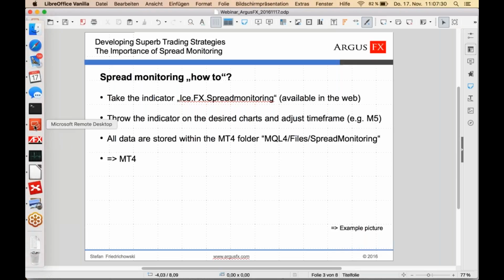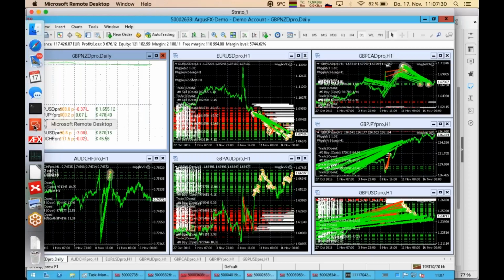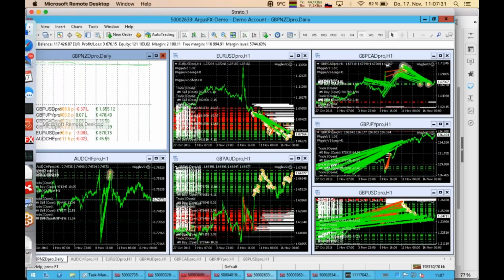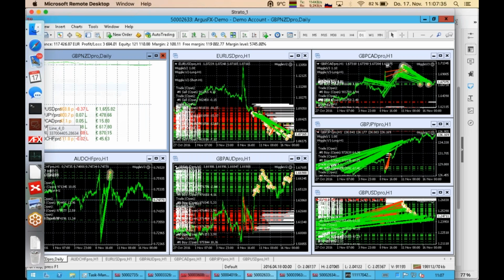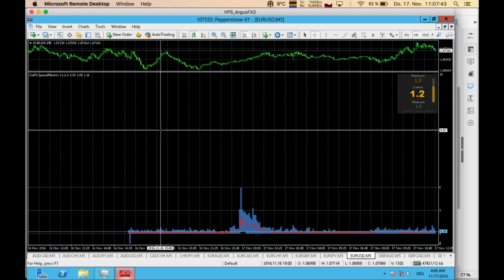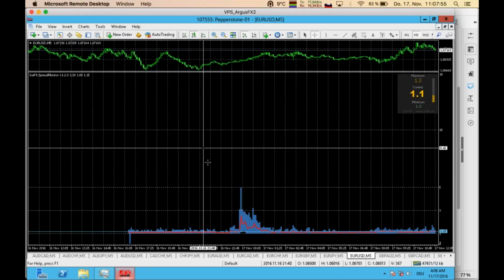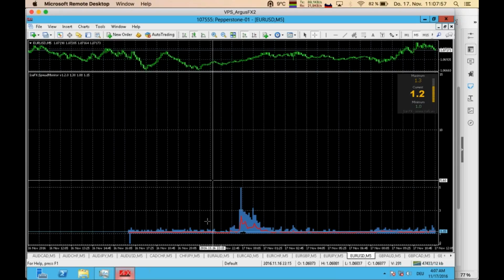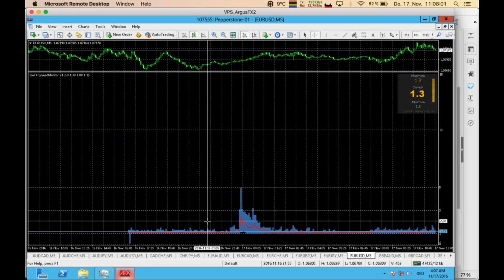No, that's the wrong VPS. Let's go here. So that's the right one. And let's go for one example. In this case, by the way, it's a Pepperstone, and that's not the example I mentioned in my introduction, that this is a bad example. No. I only want to show you how that spread monitoring looks like, and what you have here is a simple chart, and this chart is the spread versus time.